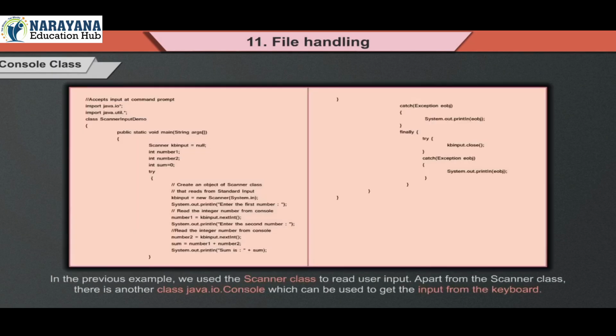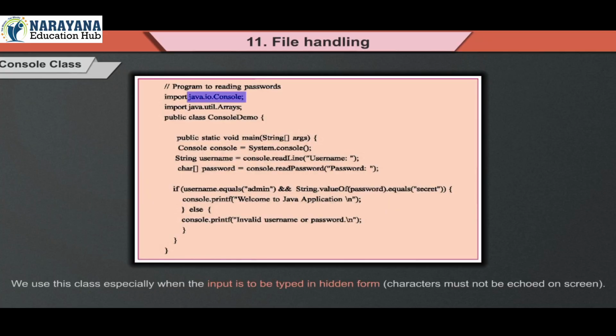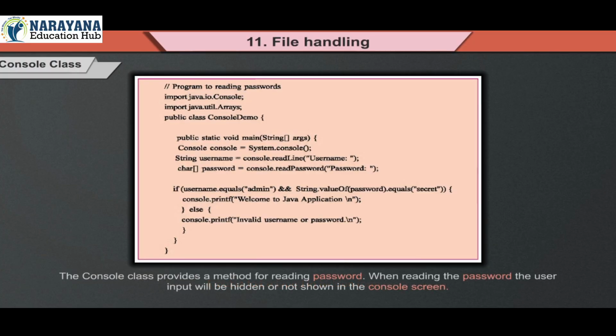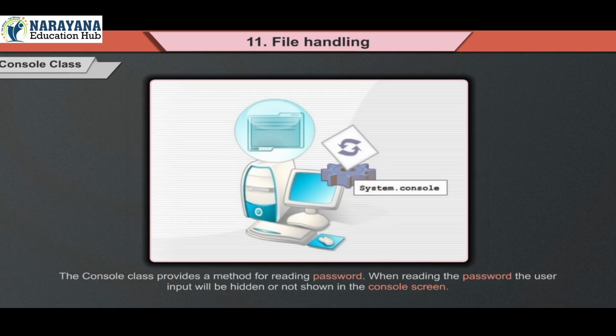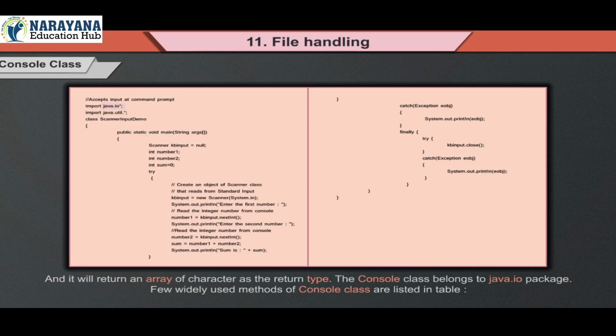Console class. In the previous example, we used the Scanner class to read user input. Apart from the Scanner class, there is another class, java.io.Console, which can be used to get the input from the keyboard. We use this class especially when the input is to be typed in hidden form, that is, characters must not be echoed on screen. The Console class provides a method for reading password. When reading the password, the user input will be hidden or not shown in the console screen, and it will return an array of character as the return type. The Console class belongs to java.io package.